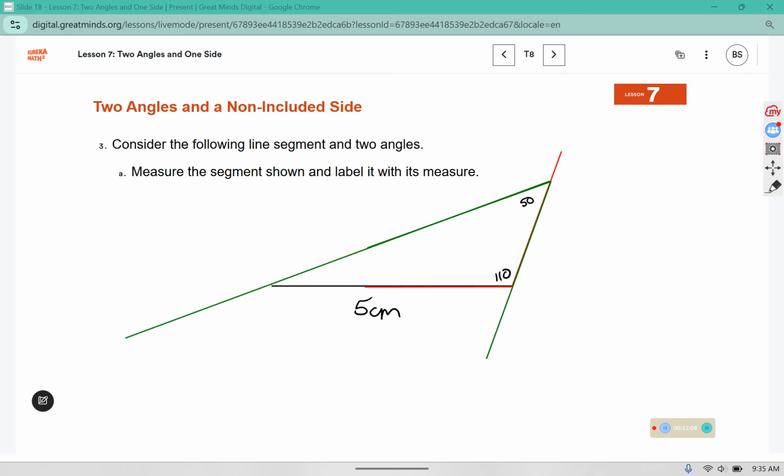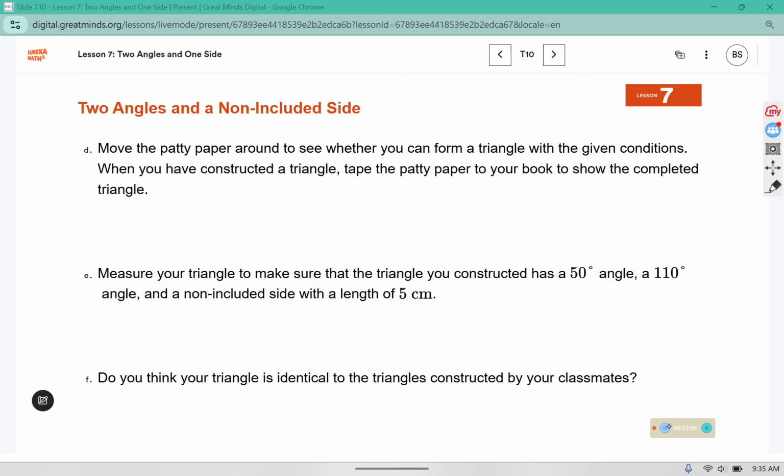So 3F. At this point, F is just an opinion. So we don't know for sure. We haven't checked with our classmates yet, but we're just trying to determine, do you think it would be identical or not? So write a statement here for F with your opinion.